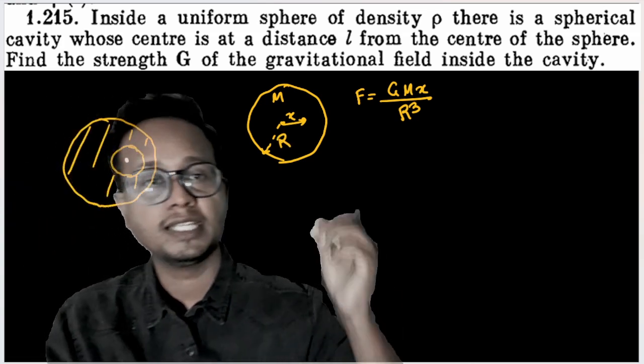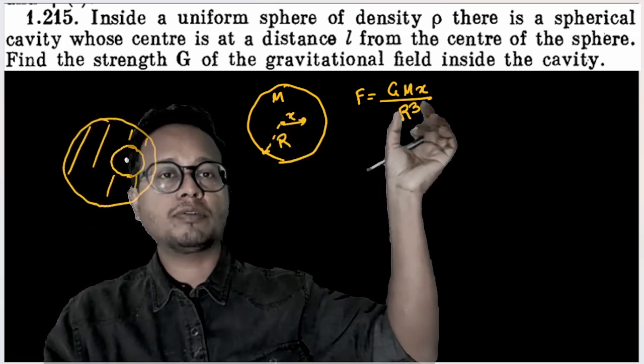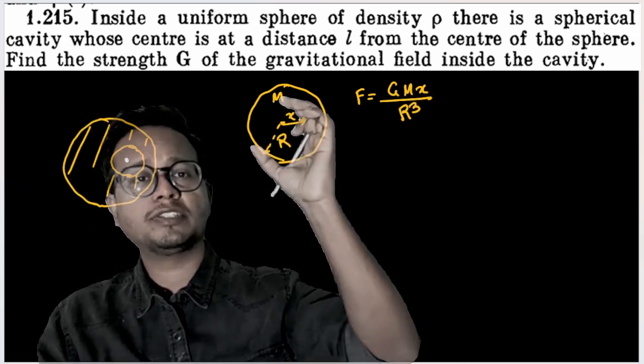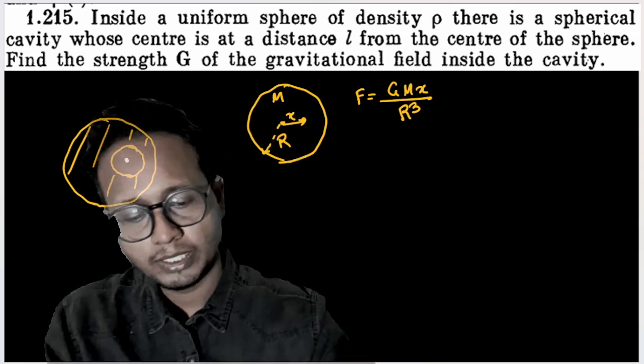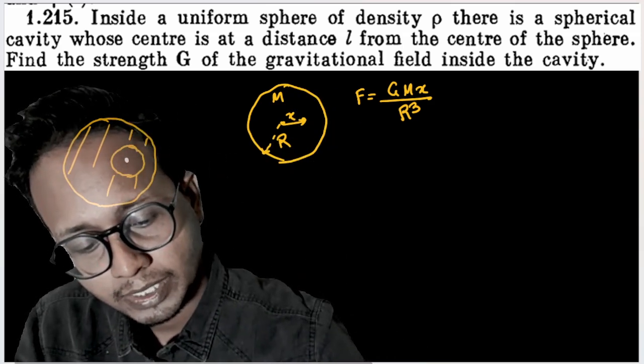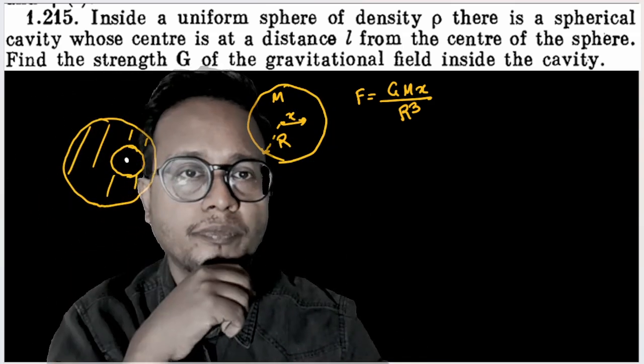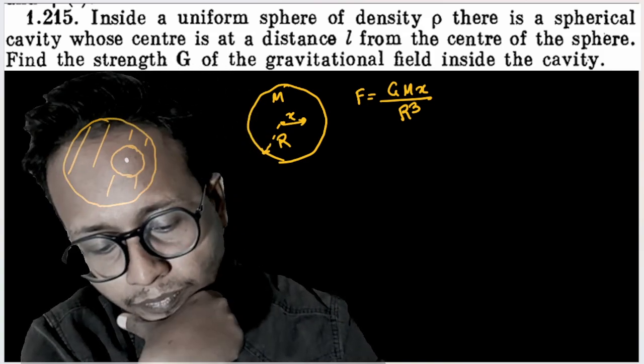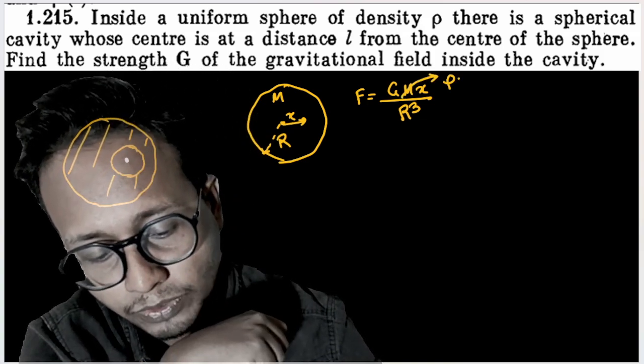This is the formula for field inside the planet. Now suppose instead of giving you the mass, they have given you the density of the planet. Can you find it out? Obviously, we just substitute mass by density because we know that density is equal to mass by volume. So mass is equal to density into volume.